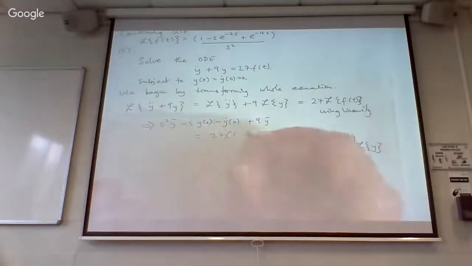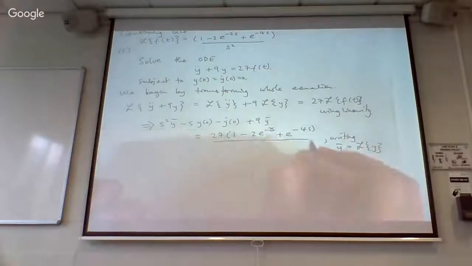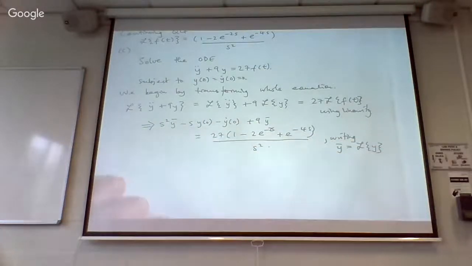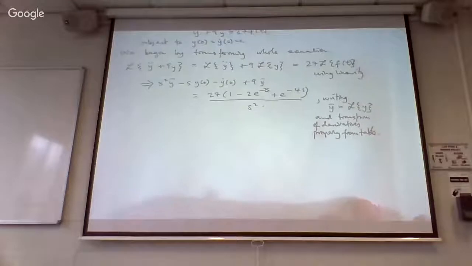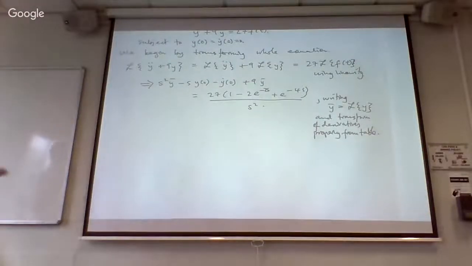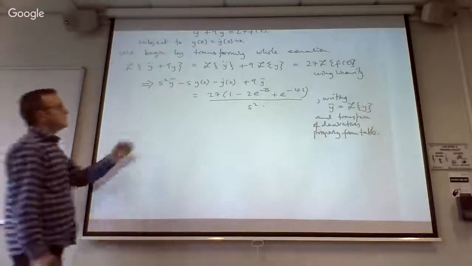27 times this combination of exponentials over s squared. So what do we indicate? We're writing this and using the transform of derivatives property from the table. And then we can put in the initial conditions. That's going to simplify it a bit more by cutting out those two terms.